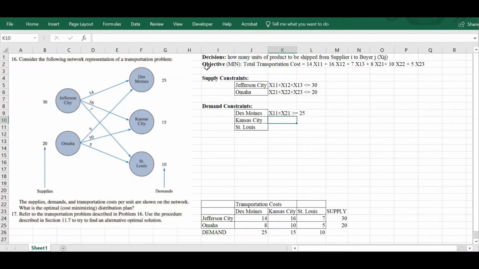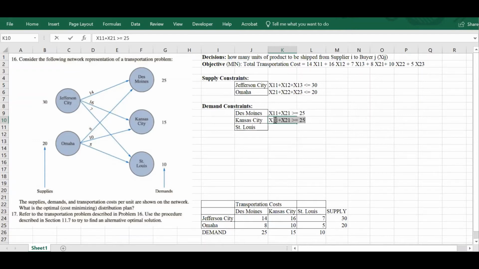It's not going to change anything. So basically, if you put equality, you're saying that I want to make sure to send the right amount. But since the objective function is the minimization, it'll make sure not to send any unnecessary item to any of your buyers. So it'll make sure to make them binding actually at the end of the day.